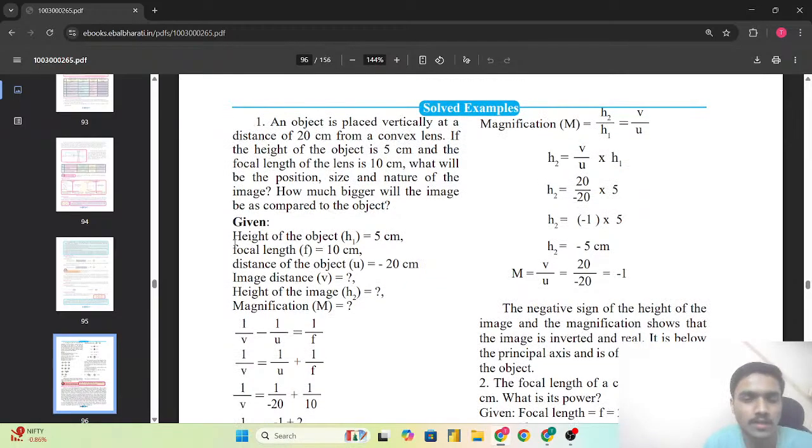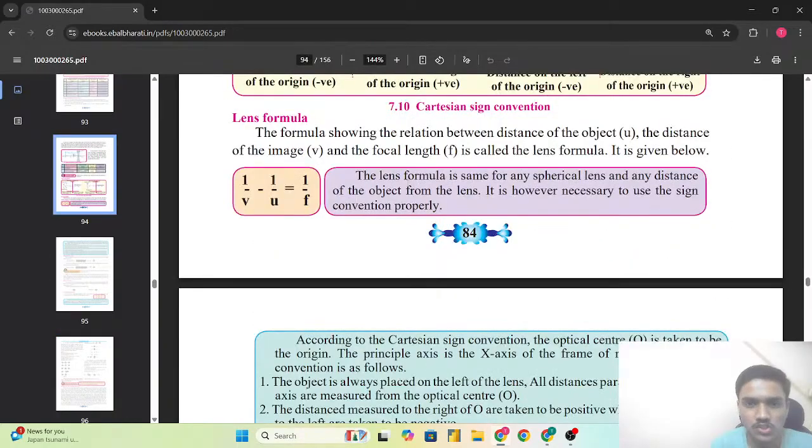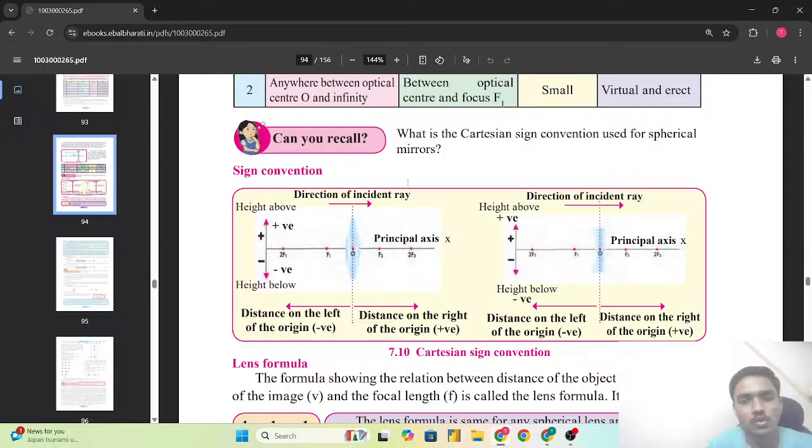Here we are given the height of the object, h1, that is 5 centimeter. Then we have the focal length f is equal to 10 centimeter. For the distance of the object u, for solving this numerical we will need the sign convention. The Cartesian sign convention which we have studied above is necessary for solving lens numericals. Height above the axis is taken as positive, height below is negative. Distances from the principal axis towards the right are positive, and distances towards the left are negative.